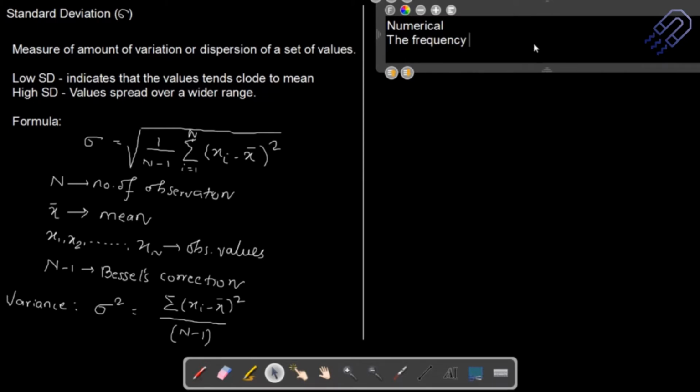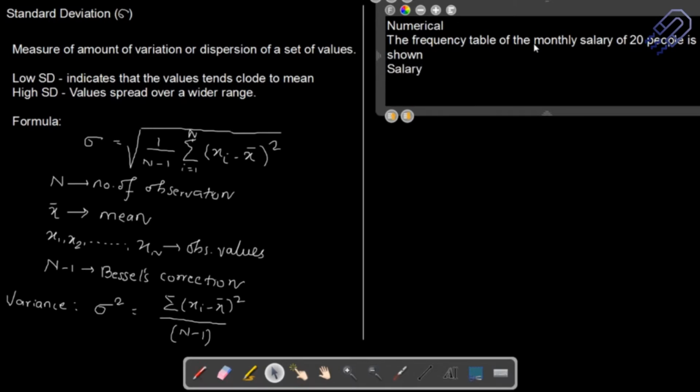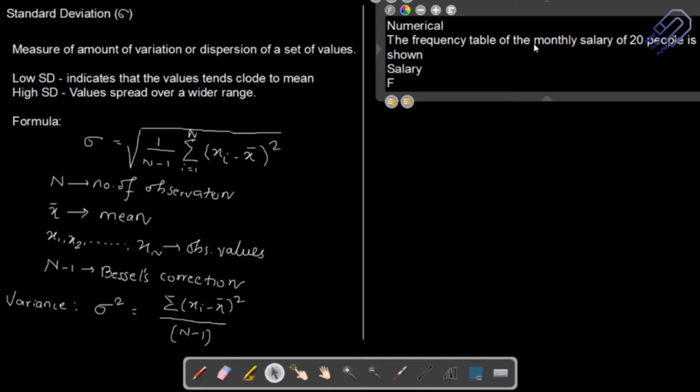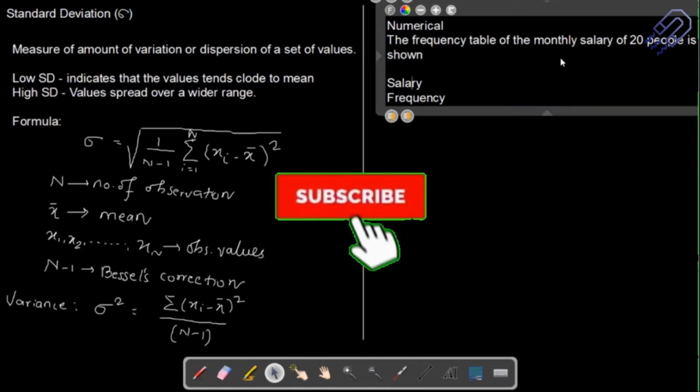So the question might be: the frequency table of the monthly salary of 20 people is shown. Let me write down the salary here, and maybe the frequency here. If you do that, you can basically find out what the question is.